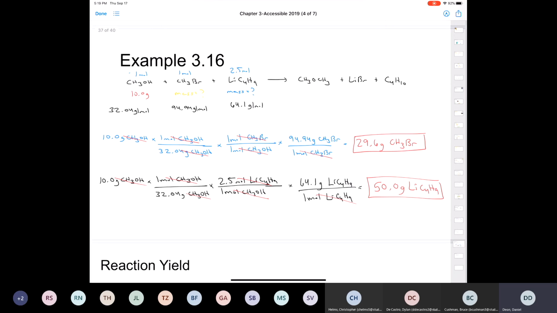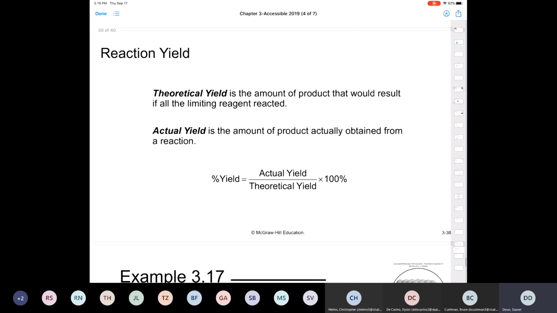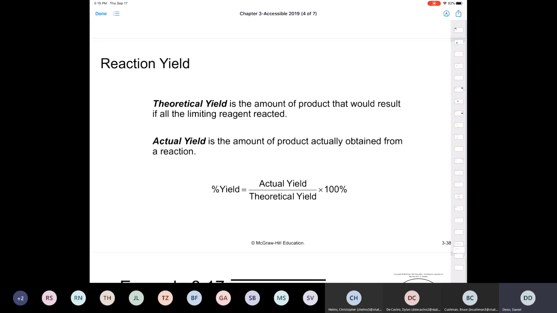Well, we've come to the end of chapter 3. We have one concept left, and that is the concept of reaction yield. So the theoretical yield, so if you've ever heard of a theoretical yield before, maybe yeah, maybe no. It's the amount of product that would result if all of the limiting reagent reacted. What that's saying is, theoretically, have you ever heard somebody say in your everyday life, well, in theory, I would do this, and theoretically, this should happen. Theoretically, that should happen. What that means is theoretical yield is really best case scenario.